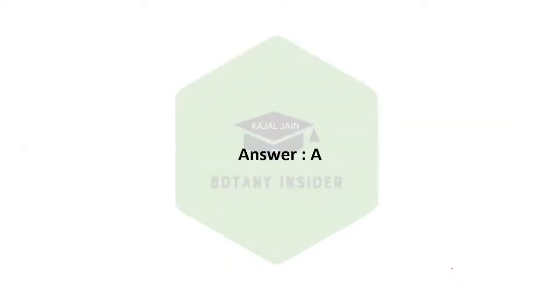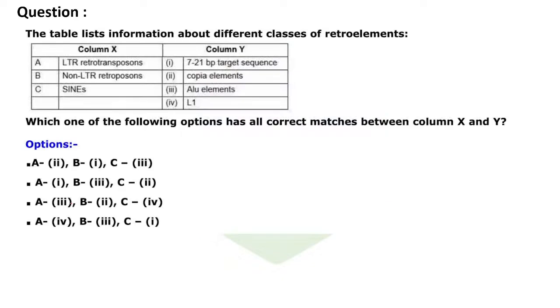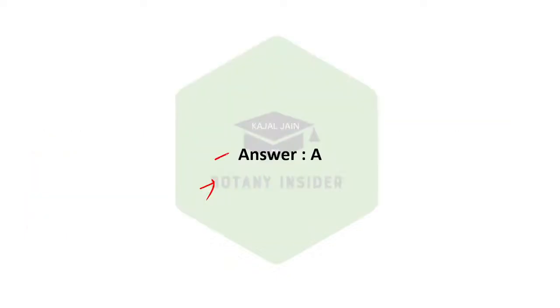Okay, the answer for this particular question is option A. That is, LTR retrotransposons with the copia element, non-LTRs with 7 to 11 base pairs, SINEs with the Alu elements. So A is the correct answer for this particular question.